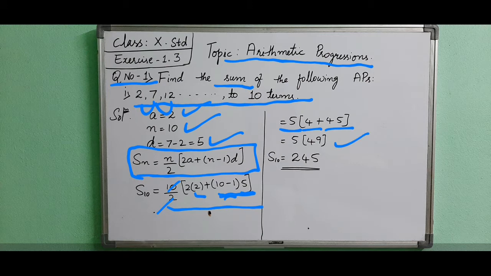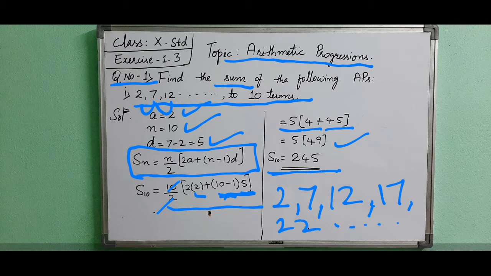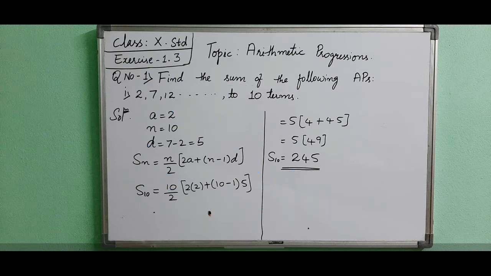So what it means is, if the numbers 2, 7, 12 like this up to 10 numbers are written and we add them, then our answer will be 245. You can check this in your rough books. 2, 7 and 12, the difference is 5, so to 12 we add 5. 12 plus 5 is 17, then 17 plus 5 is 22. Like this if we write up to 10 numbers and add, our answer will be 245.